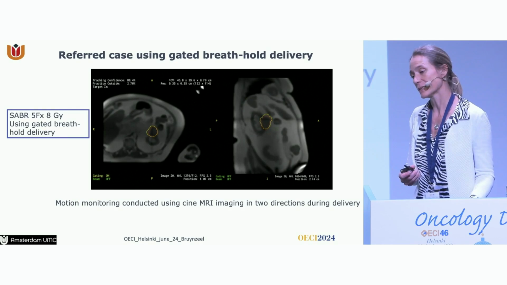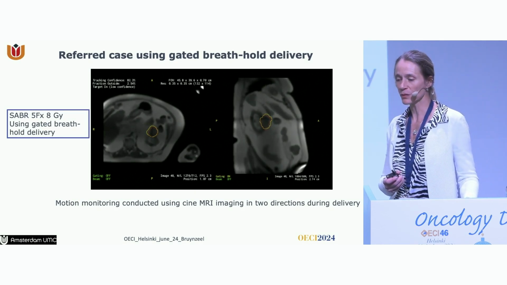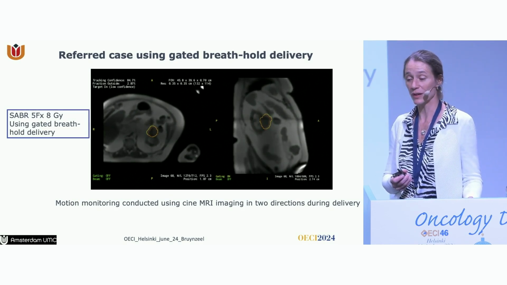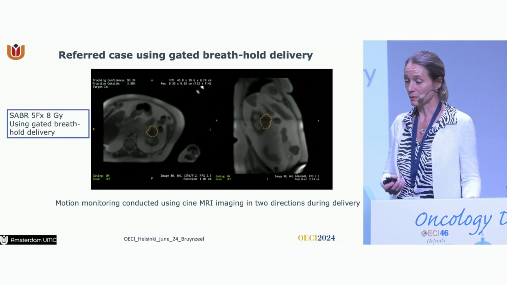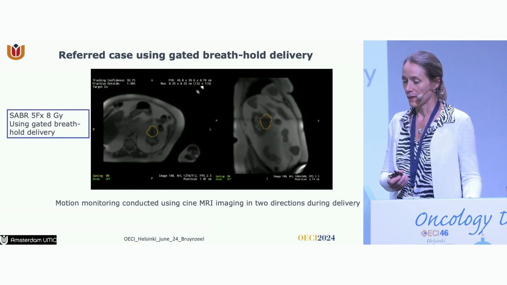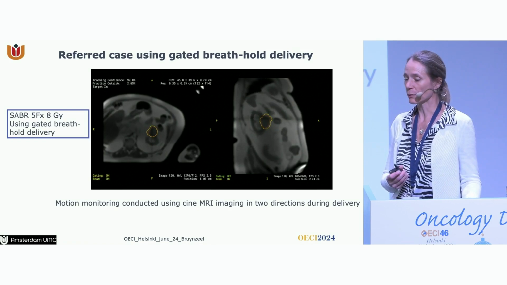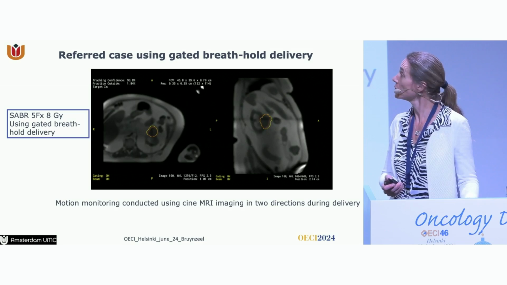So back to the case that was referred to our department, she was treated with 5 fractions of 8 Gray using gated breath hold delivery. And here you see that motion monitoring was conducted using MR imaging in 2 directions during delivery.